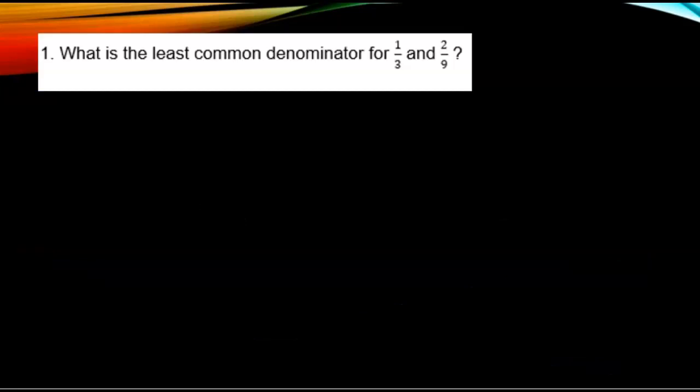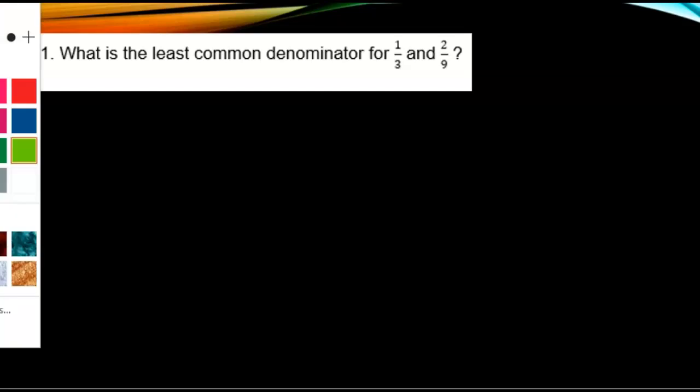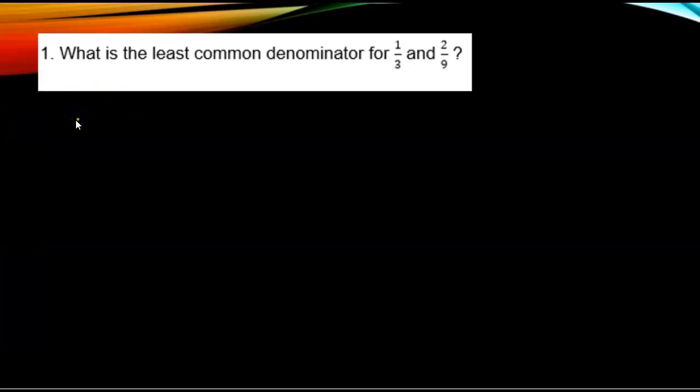Question number 1 asks us what the least common denominator is between 1/3 and 2/9. All right, well, let's start by looking at our factors, our least common denominator. Remember, that's the same as least common multiple.